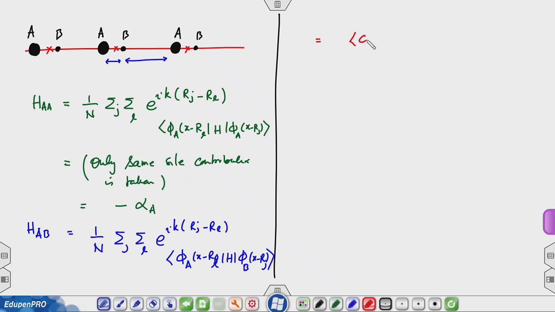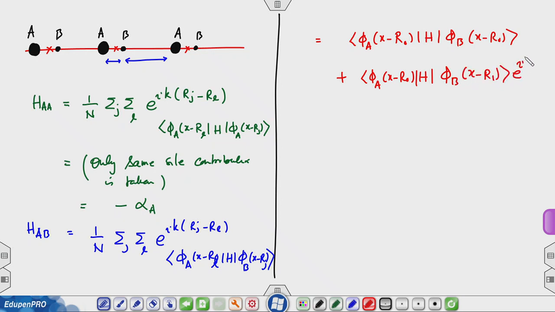So, one is going to be phi A at x minus R, let us say at 0, H phi B x minus R at 0, and the next term is going to be plus phi A (x minus R 0) H phi B (x minus R 1) e raised to i k R. In the single atom calculation, we are getting cosine, but here I just get e raised to i k R. So, this I am going to write as minus alpha A B minus gamma A B e raised to i k R. Let me write the first alpha also to be alpha A A, just to be consistent.